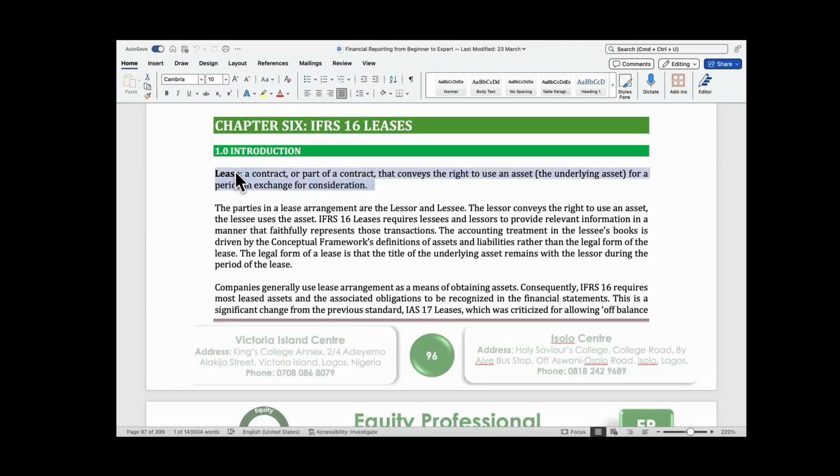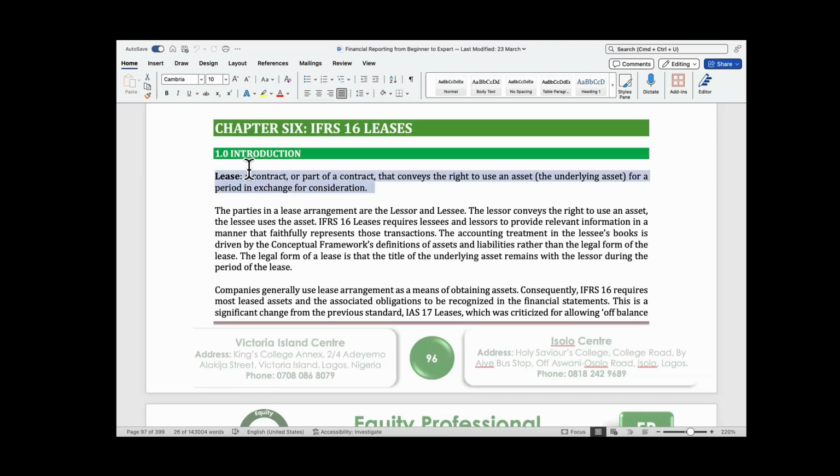So from this definition, we can conclude that there will be two parties involved in a lease arrangement, and these parties are the lessor and the lessee. The lessor is the owner of the assets. The lessor is the legal owner of the assets. And the lessor is the party that conveys or transfers the right to use an asset. It's the one that is giving up the use of an asset. It's transferring it to another person.